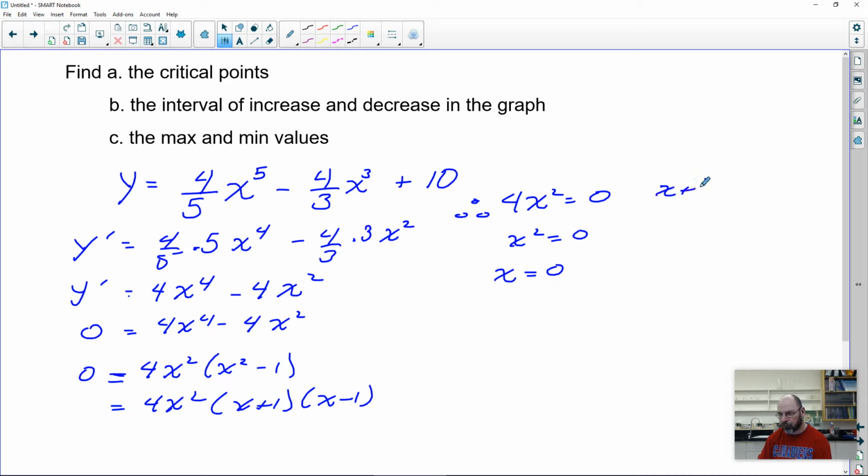x plus 1 equals 0, so x is equal to minus 1. And x minus 1 equals 0, so x is equal to plus 1. So we have a critical point here, and a critical point here. If we wanted to find out what the y points of those critical points are, we could plug them into the original equation. For example, for 0, our critical point would be 0, 10.